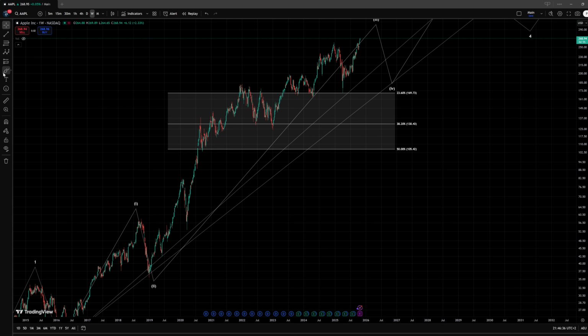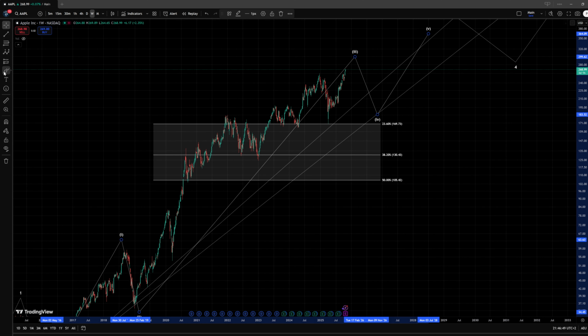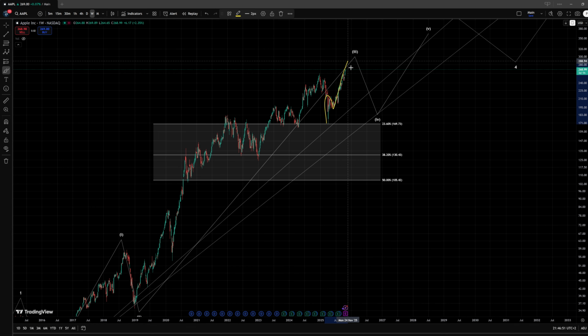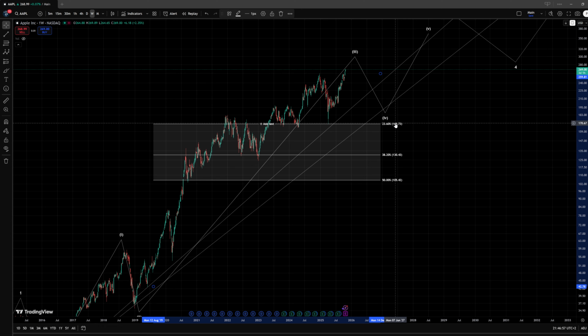Other counts are possible within this movement to the upside, but honestly, it doesn't really matter the internal structure that we have within the impulse that we are tracking here within the wave 3. The main idea is that we are looking for an additional high to complete a 5-wave structure within the 5th wave of this larger wave 3, and then we can look for a follow-up correction in a wave 4.